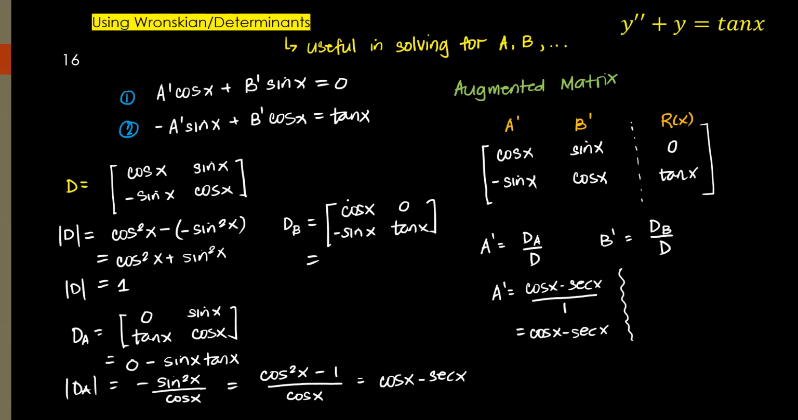So the first diagonal, or primary diagonal, is cosine times tangent. So it's just sine of X minus 0. That means the determinant dB is simply sine of X. Therefore, this is sine of X all over 1. The answer is sine of X for B prime.